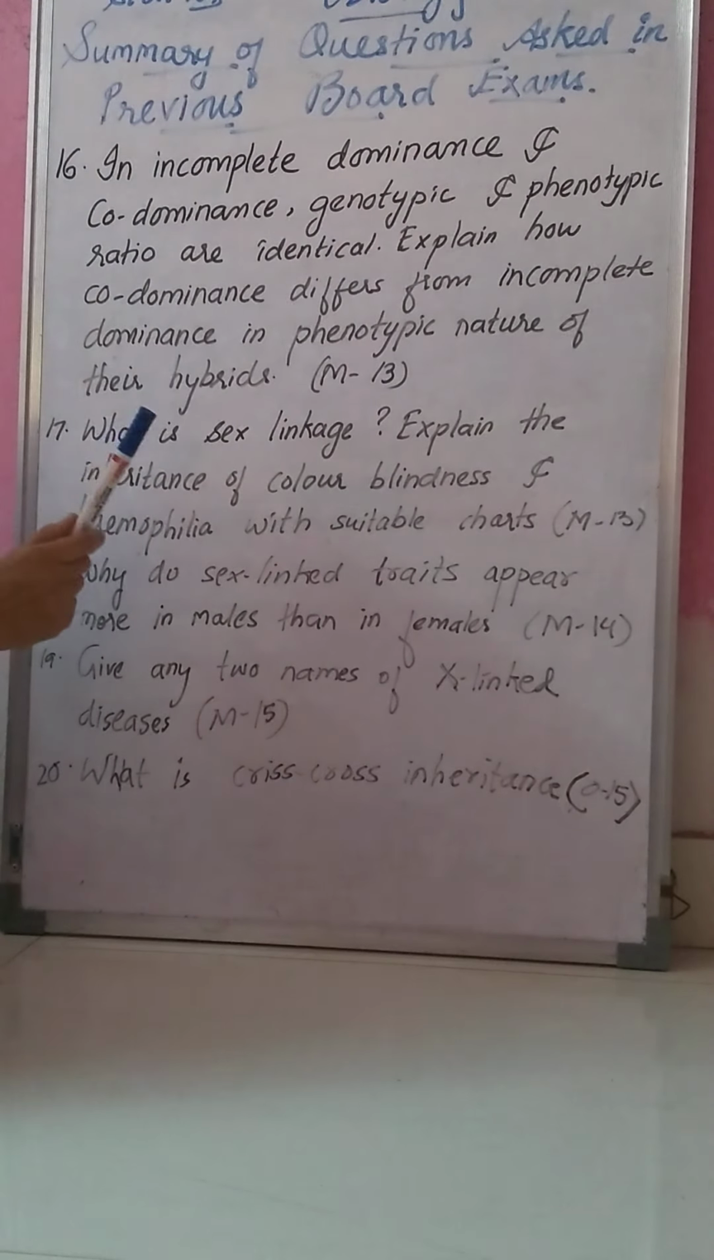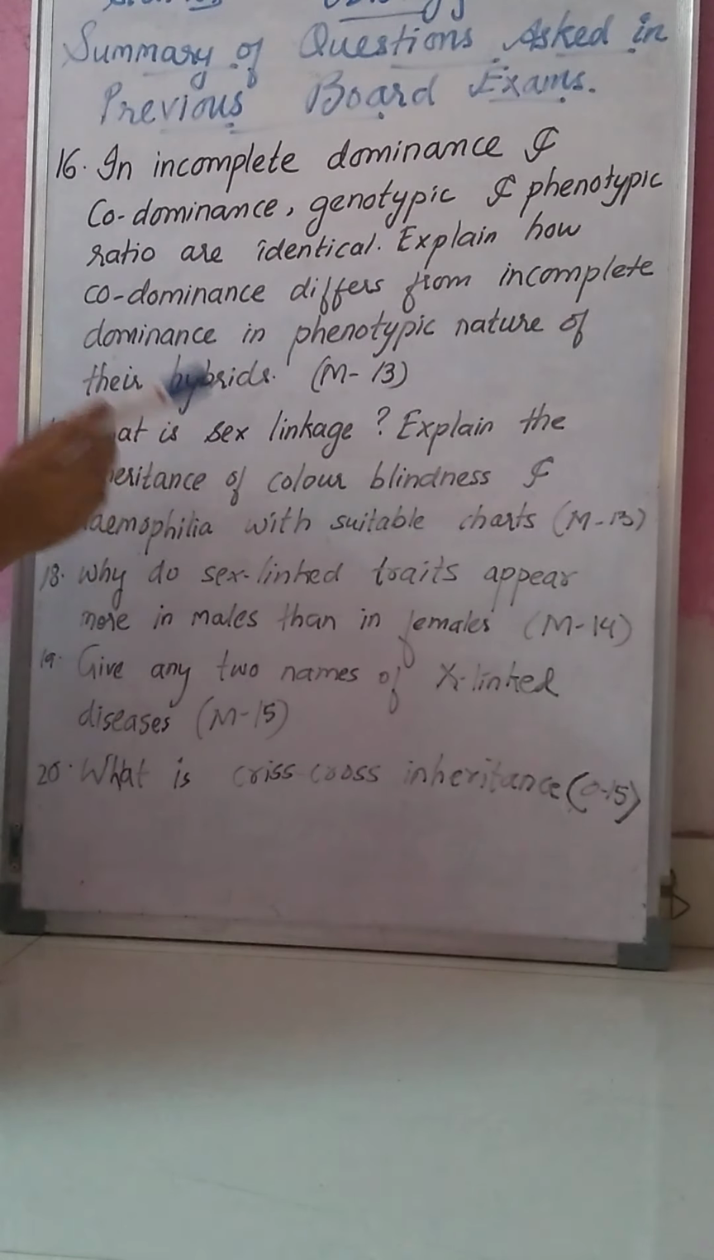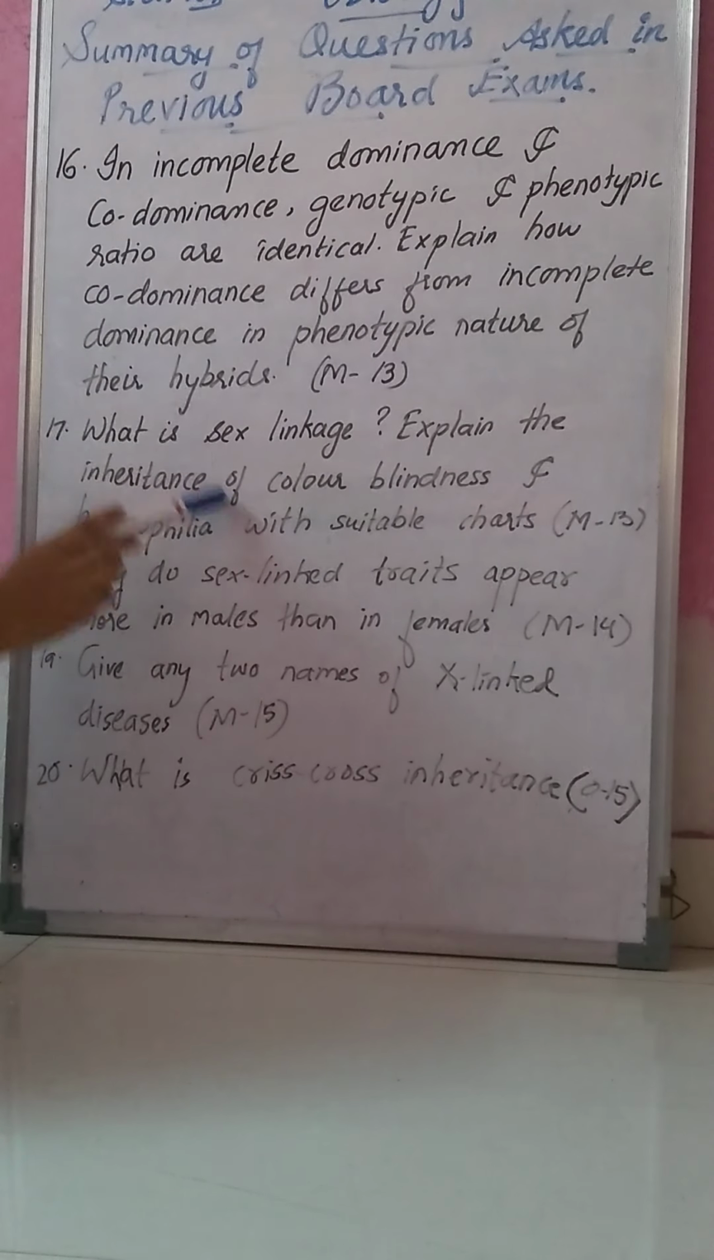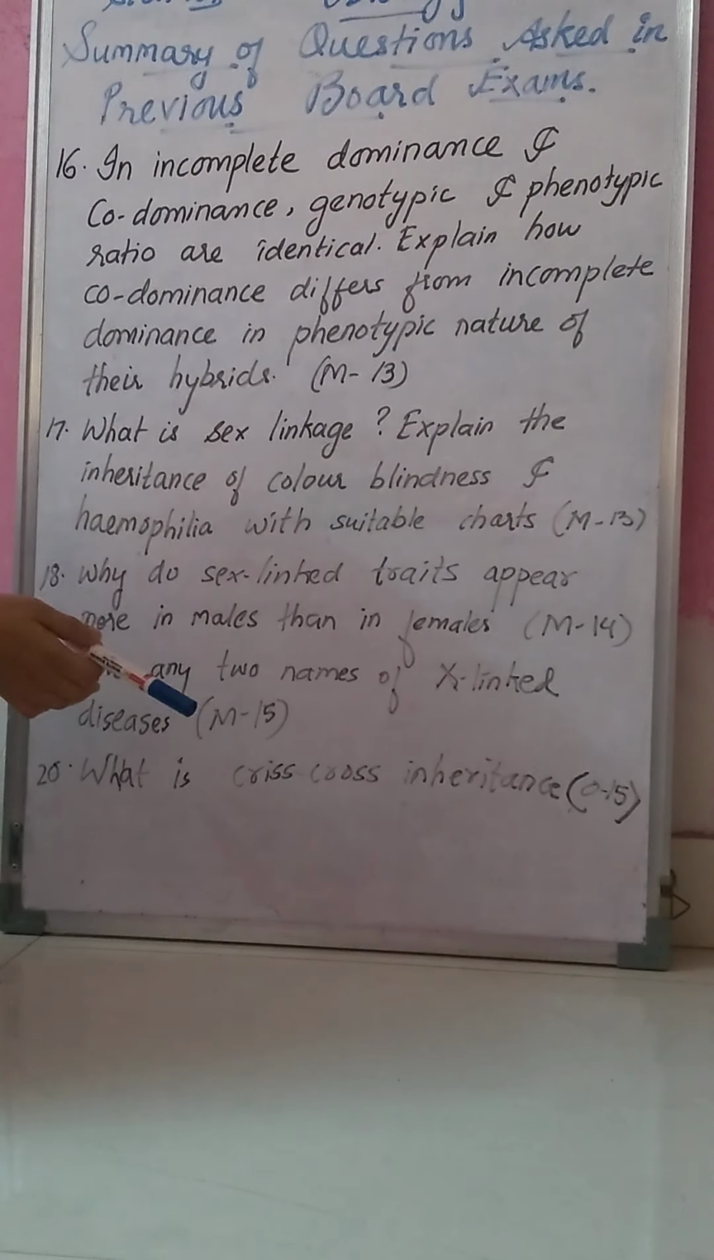Now what is expected here? You have to first write the definition of sex linkage. Then you have to explain the inheritance of color blindness, then hemophilia, with the help of suitable charts. You have to draw two charts, one of color blindness inheritance and another of hemophilia. So in this question, there are three parts in total.